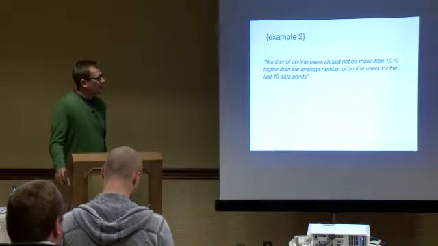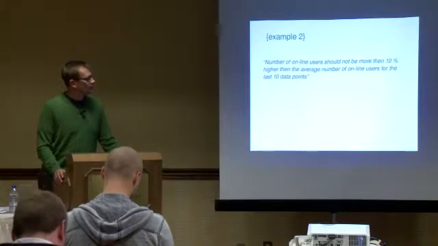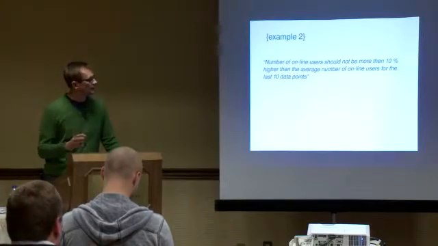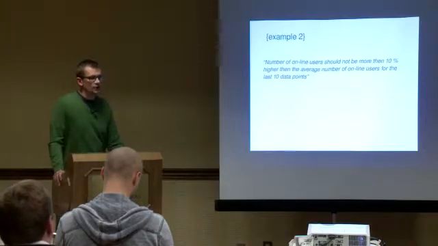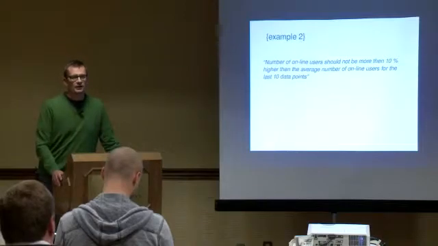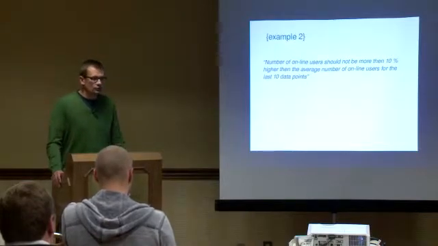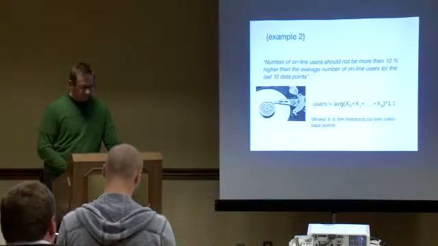The next example is that we have some sort of system with a number of online users that should not be more than 10% higher than the average number of online users for the last data points we collected. So let's say we have a 5 minute interval between collections. That means I want to look back at the latest 50 minutes to understand how many online users I had.